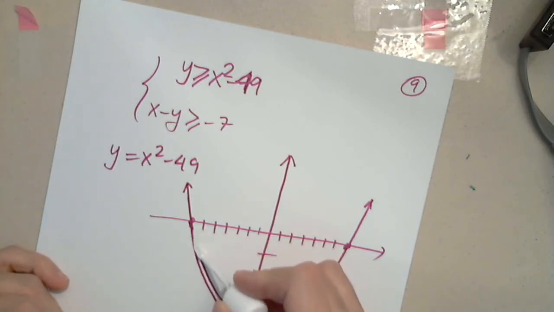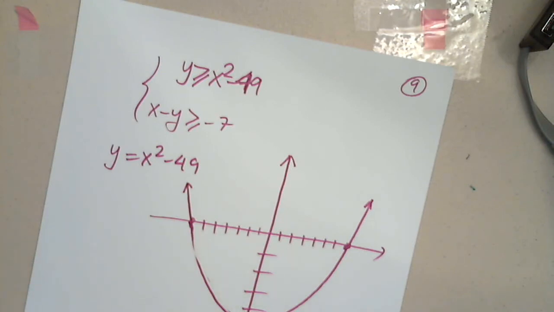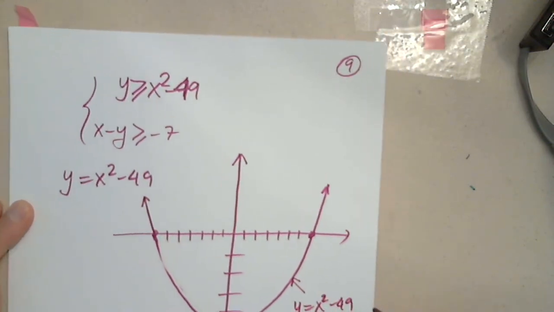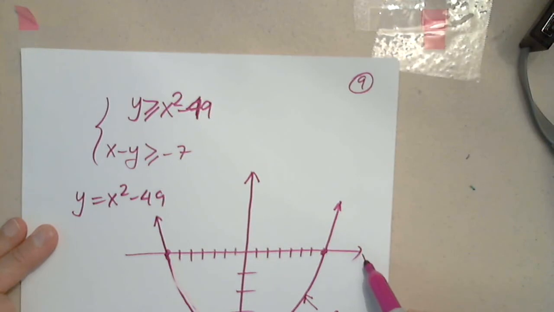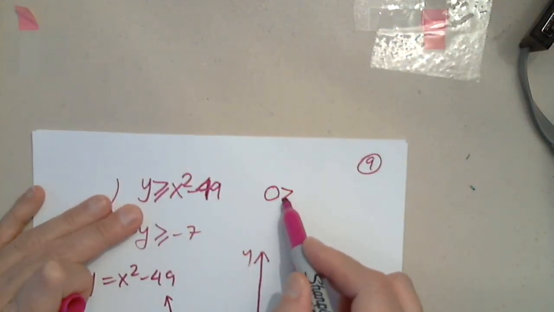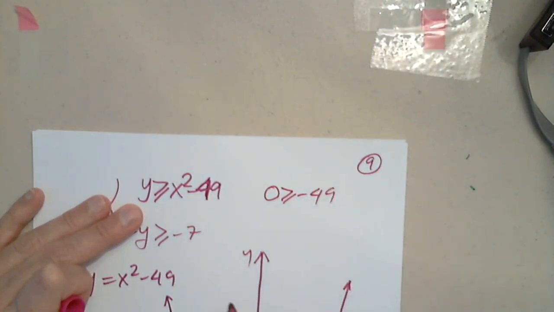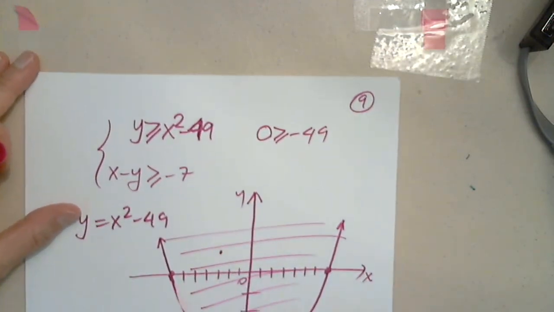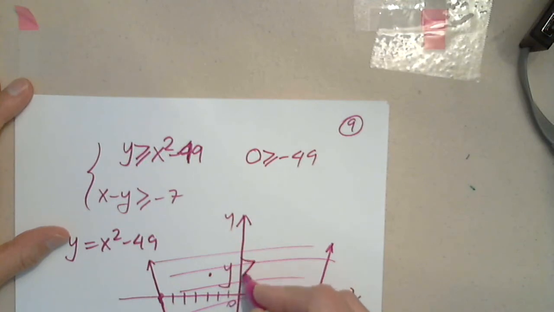And now I will plug in the origin, checking the interior, but not before I write this as y equals x squared minus 49. And when I plug in 0, 0, I get that 0 is greater than or equal to negative 49, which is a true statement. So this represents any point, including on the curve, y greater than or equal to x squared minus 49.